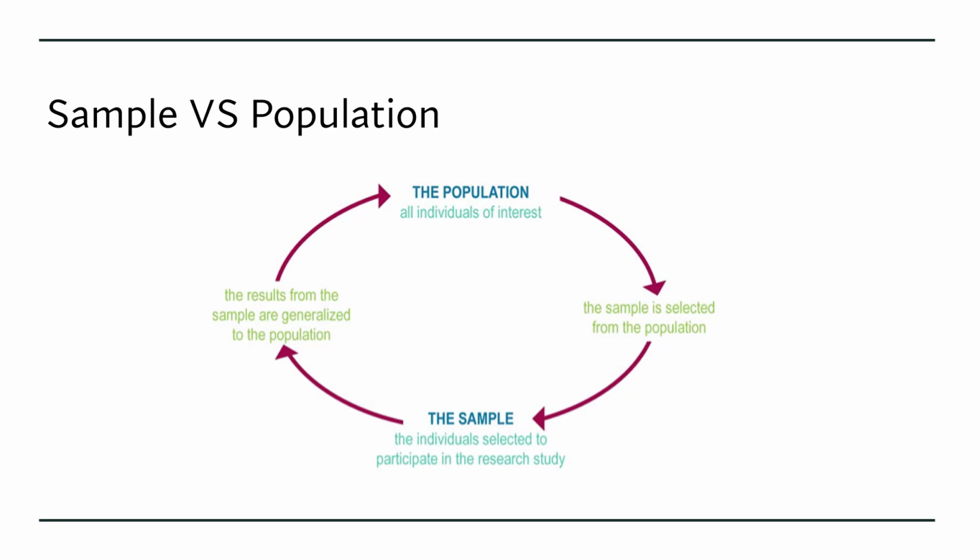Using statistics, a researcher can collect data from a sample, analyze those data, and then generalize those findings to the population from which the sample was selected. The figure illustrates the relationship between the population and samples. We begin by selecting a population of interest. Then we sample from the population, collect data from the sample, analyze the data, and generalize those results back to the original population.